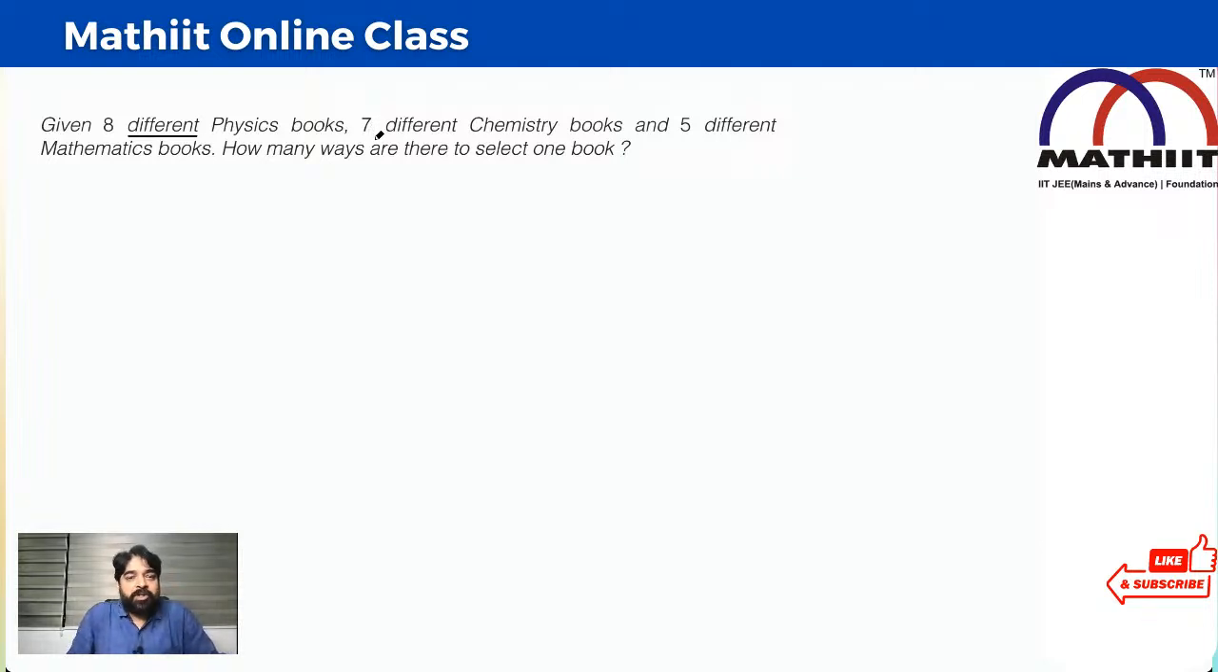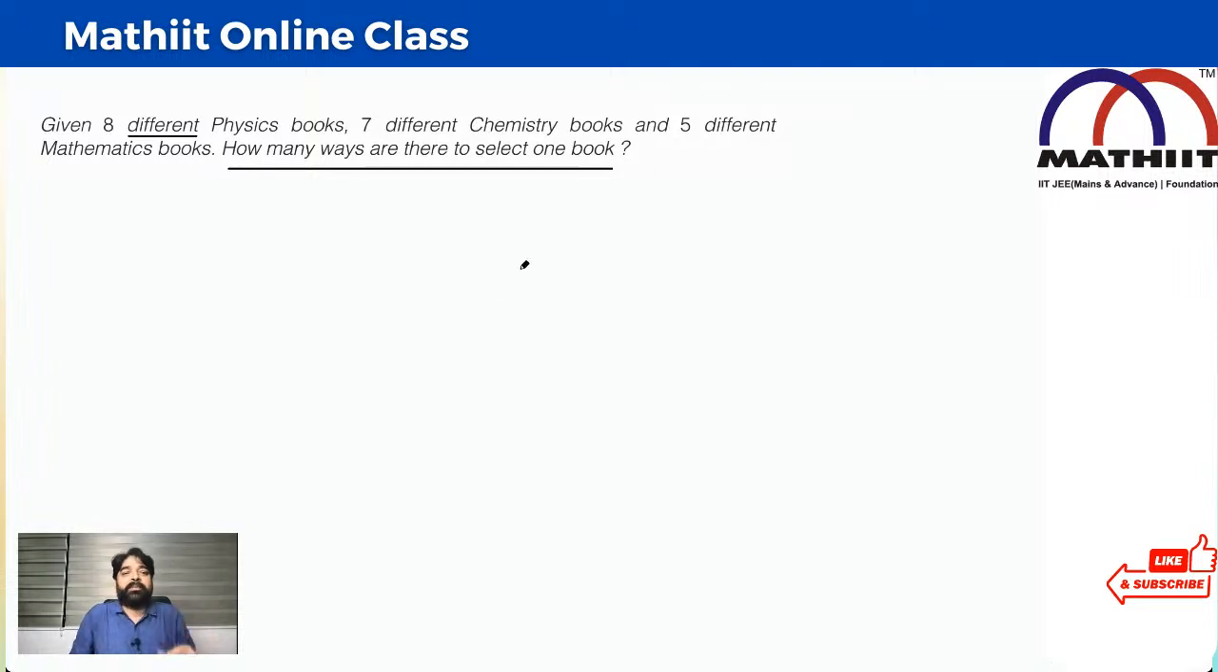8 different physics books, 7 different chemistry books, 5 different mathematics books. If I'm asking how many total books there are, we'll say 8 plus 7, 15, plus 5, 20. In how many ways can we select one book? I want one book out of 20 books. This is only 20 ways.